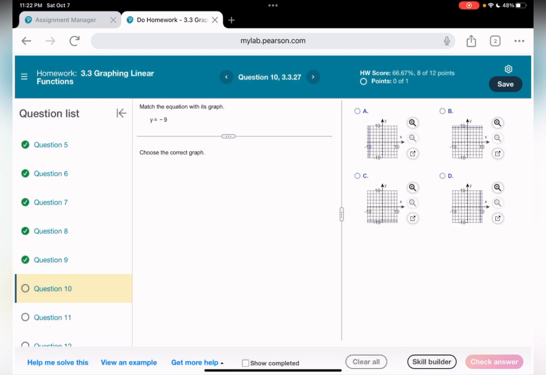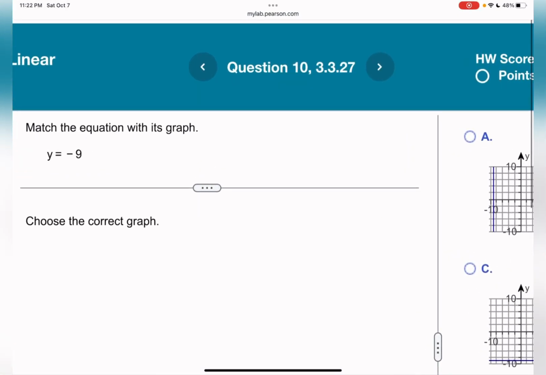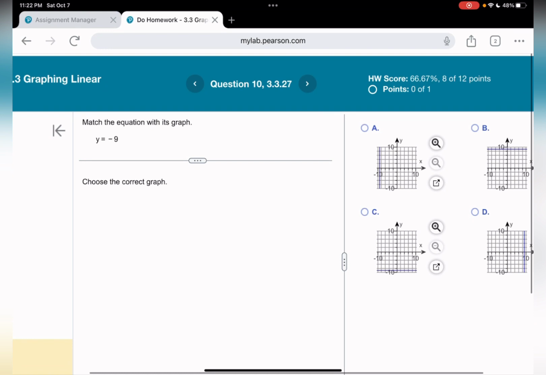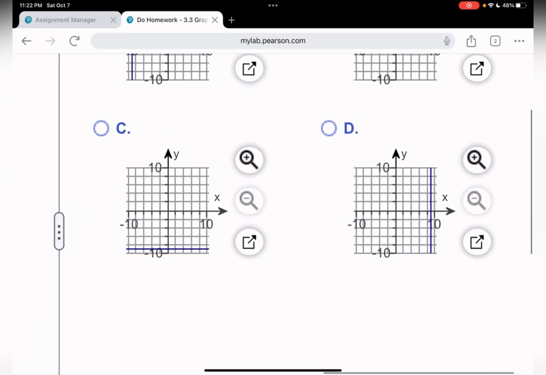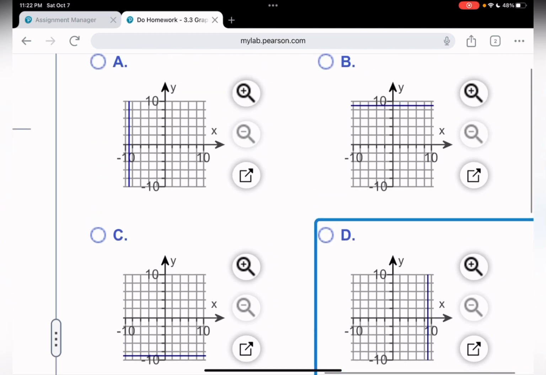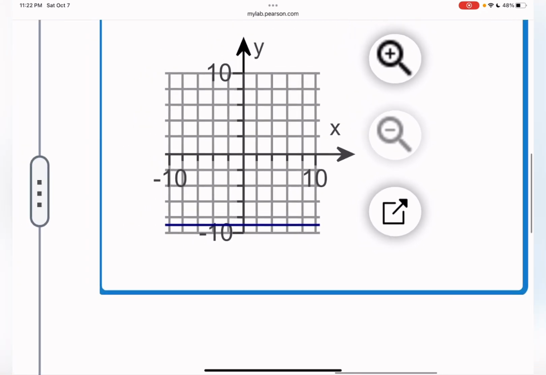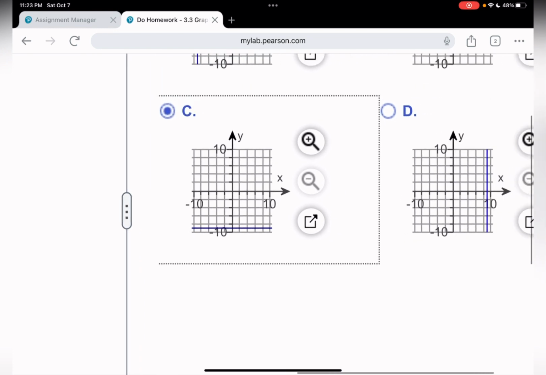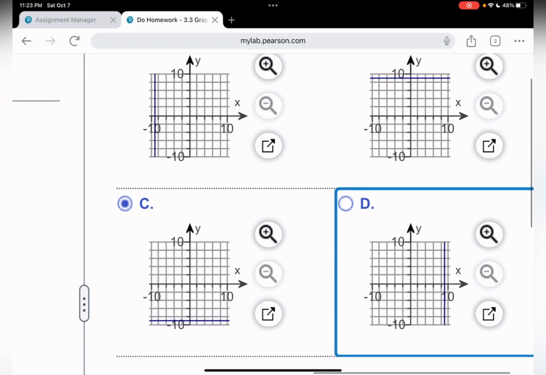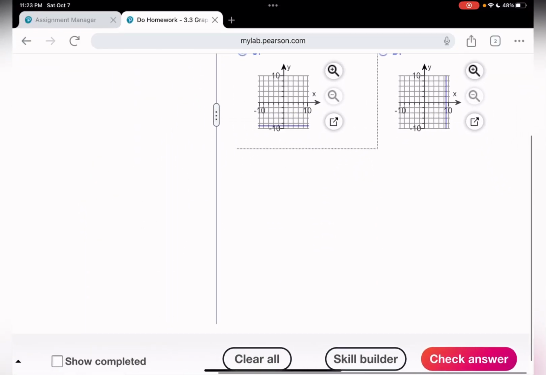And question number 10. Match the equation with the graph y is equal negative 9. Okay, let's see. This is 9.5. This is not it, it's a horizontal line. Okay, this one, because it's going to be a horizontal line. All other three are at the top. This one is positive 9. Okay, negative 9. Okay, this one. C.